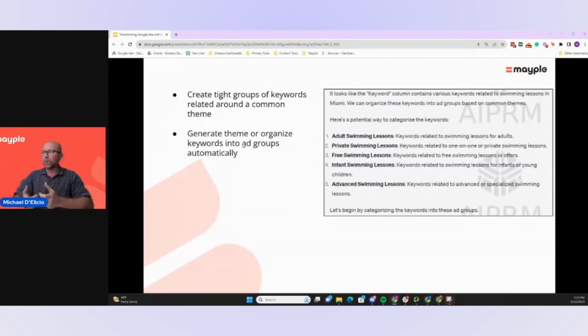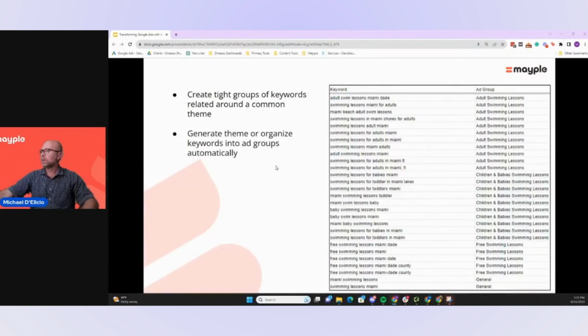So we can create tight groups of keywords related around this common theme, and we can generate those themes or organize those keywords into ad groups automatically, which I have done in the past, where I've taken thousands of keywords that we pulled manually, we put it into ChatGPT, and then we had them organize them into ad groups for us so that they were able to produce a CSV that had these already organized. So you can see some of this here in this group. I was able to sort it so that I've got all of these in my different ad groups.